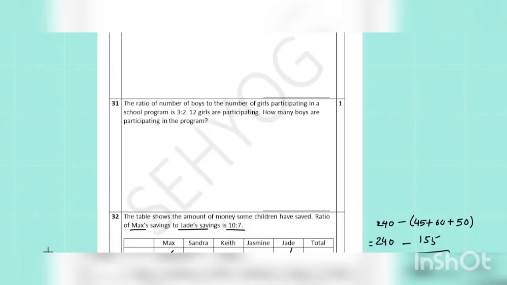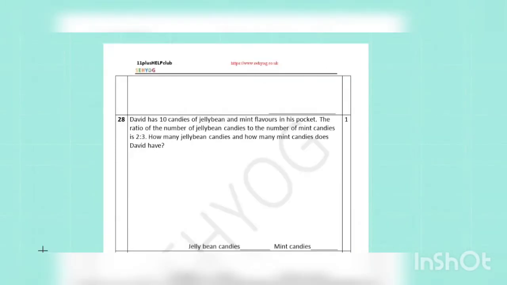In question number 31, the ratio of number of boys to the number of girls in a school is 3:2. So there are 3 boys with every 2 girls. So if 2 girls become 12 girls, which means that it is being multiplied with 6. So the number of boys should also be multiplied with 6. That is 3 times 6, 18 boys, which will form the same ratio. So 18 boys is our answer.